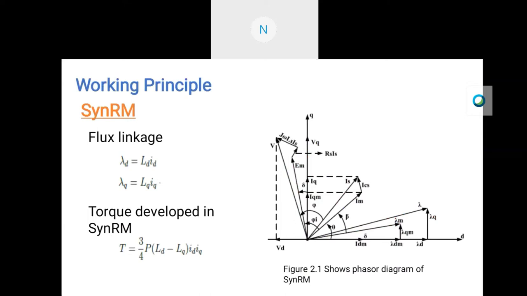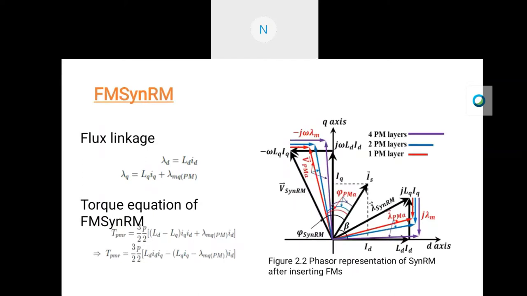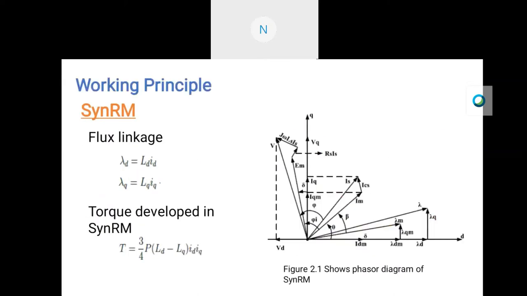So if we add some flux linkage to nullify the Q axis flux linkage, or to make the Q axis flux linkage a positive value, then we will have a great amount of torque produced. That is the trick we are applying here. So that is our FM synchronous reluctance motor. Here we use the ferrite magnet in the Q axis of the motor, in the opposite direction of the stator flux.